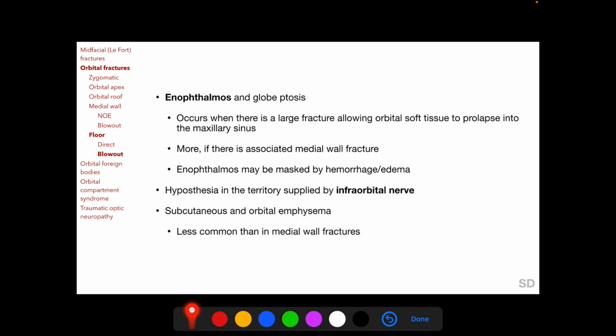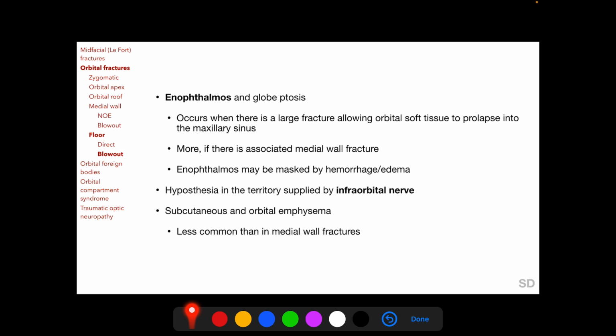In addition to limitation of vertical eye movements, other signs of orbital floor blowouts include enophthalmos and hypoglobus, hypoglobus meaning inferior displacement of the globe. And these occur when there is a large fracture allowing orbital soft tissue to prolapse into the maxillary sinus. And if in addition to an orbital floor blowout there is a medial wall blowout also, additional tissue will also prolapse into the ethmoid sinus, increasing the severity of the enophthalmos and hypoglobus. In the initial few days after the orbital trauma, enophthalmos may be masked by hemorrhage and edema and may become apparent only after several days to a few weeks.